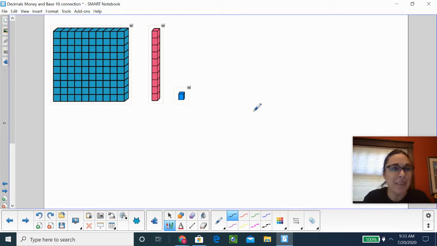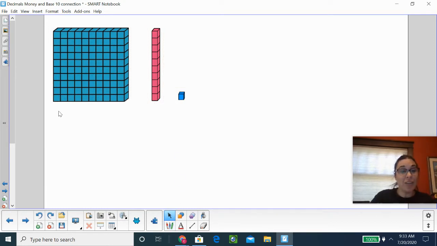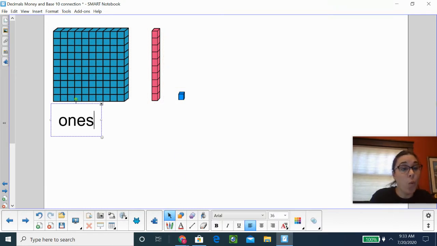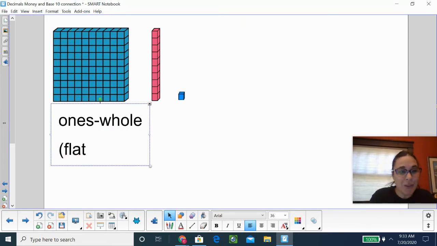Now, you remember using these perhaps when you were younger. This might have been a 1, a 10, and a 100, but we can change what the value of each of those is. When we get into 5th grade, we're going to actually have that be our ones, or I'm going to call it our whole amount. Sometimes you're going to hear me call this large flat one a flat.